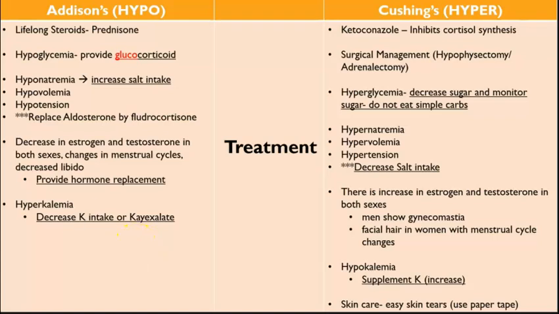So what's our treatment? With Addison's, we have low salt, low sugar, low fluids, high potassium. So we're going to definitely give them the steroids that they're missing, but we're going to bring that sugar up with glucocorticoids. We're going to give them salty stuff, so increase that salt intake with some fluids probably. Replace aldosterone, keep the salt in the fluid. Decrease in estrogen and testosterone, so we could give them some hormone replacement. And then with our high potassium, decrease potassium intake or give Kayexalate.